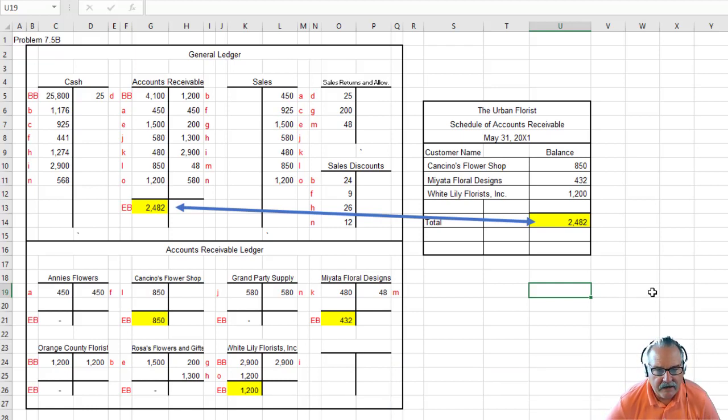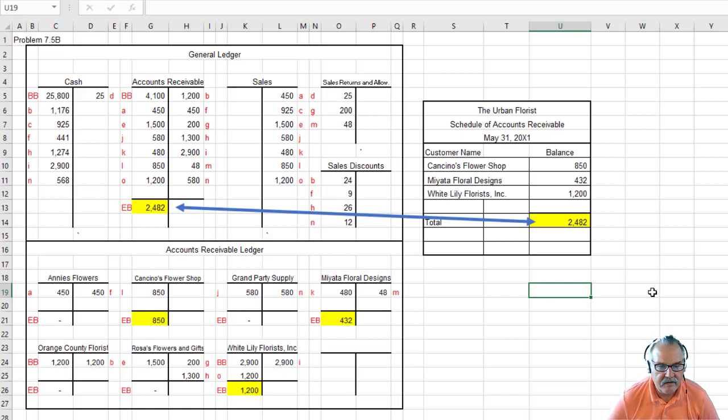Okay, I'm back. I have balanced out the accounts receivable account. I have balanced out each one of the accounts receivable ledger accounts, and I've prepared a schedule of accounts receivable. I've only listed the balances of our customers that have a balance. I didn't list Annie's Flowers or Grand Party Supply because their balance is 0.